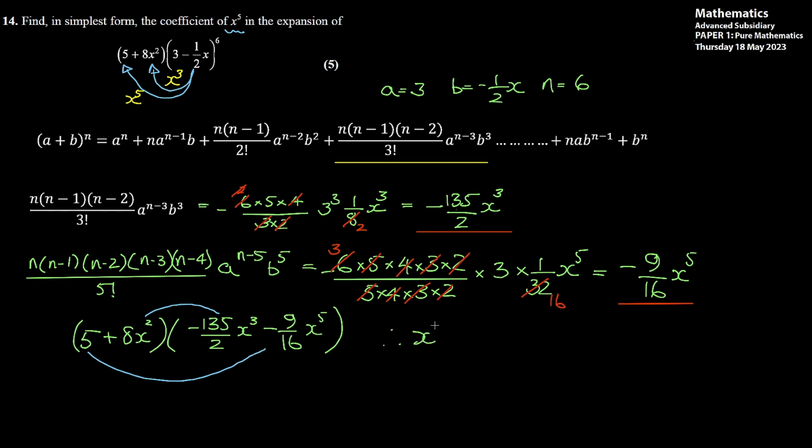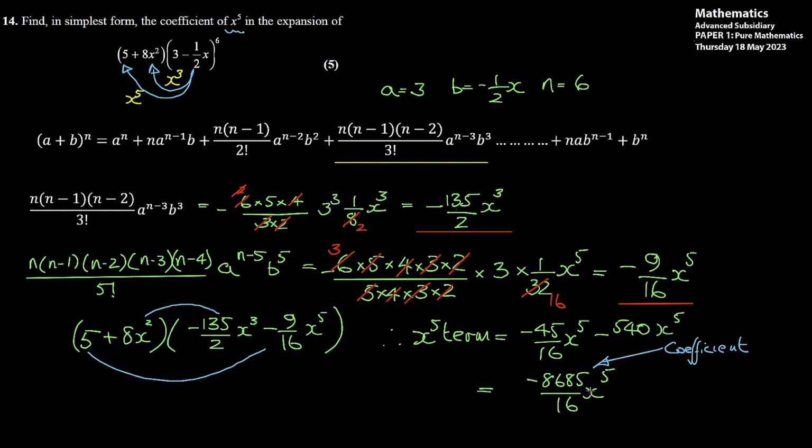So the x to the fifth term must be equal to this multiplication, which is negative 45 over 16 x to the fifth, and this multiplication, which is negative 540 x to the fifth. Bringing this all together, putting it on a common denominator of 16, we get negative 8685 over 16 x to the fifth, where this is the coefficient, and that's your answer.